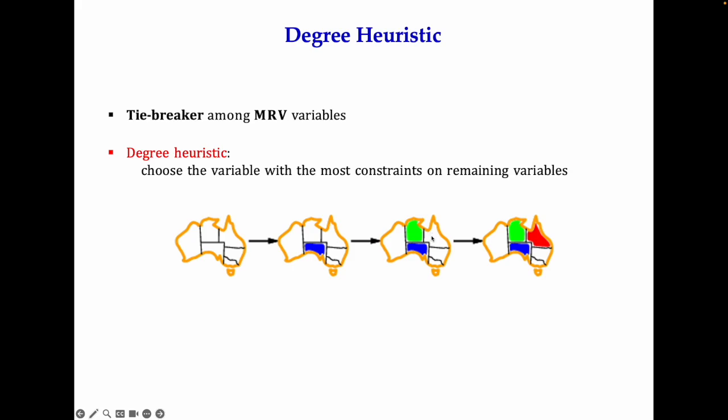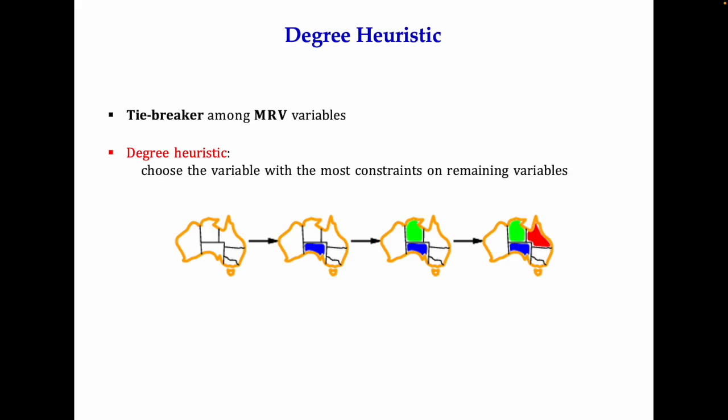Can I color it green? No. Blue? No. So only one color left. So these two regions, they both are left with only one color. So whenever there is a tie and you cannot go with minimum remaining value to choose the next variable, then you can choose it based on a degree heuristic.